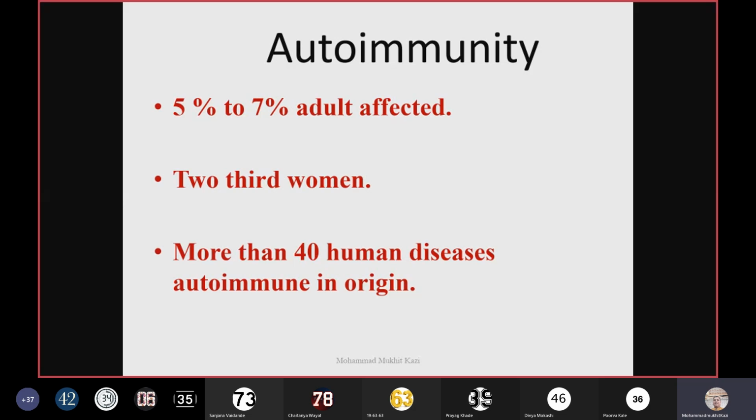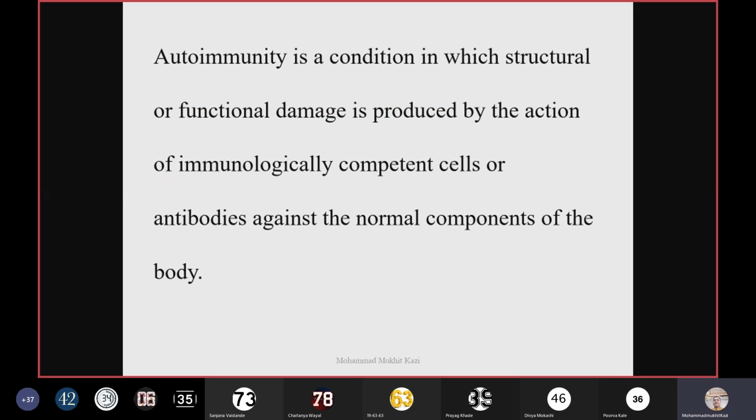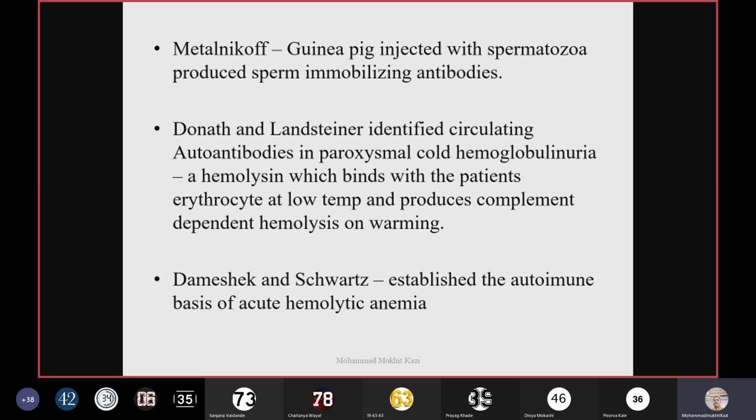So what is autoimmunity? It is a condition in which, as I told you, structural or functional damage is produced. Either there is damage in the structure of that cell or organ, or it is non-functioning. It is produced by the action of immunologically competent cells, carried out by your own cells or your antibodies against the normal components of the body.